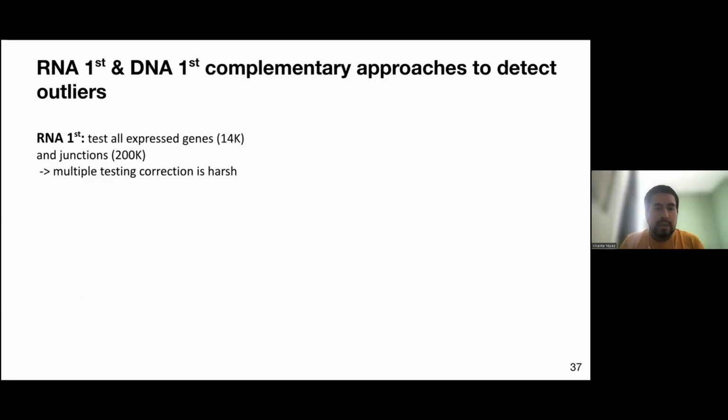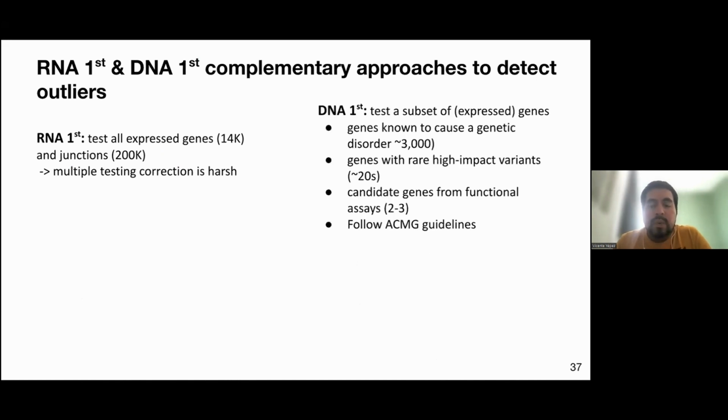And basically, we have two different ways of detecting outliers. One is what we call the RNA first, in which all expressed genes and junctions are tested. So now we're talking about tens or hundreds of thousands of features that are tested, which makes multiple testing correction quite harsh. While many times in rare disease diagnostics, we have a set of candidate genes that we're interested in. For example, if we test even all OMIM genes, we're just at 5,000, or for some patients we already know the disease they most likely have, so then that can restrict it to the hundreds.